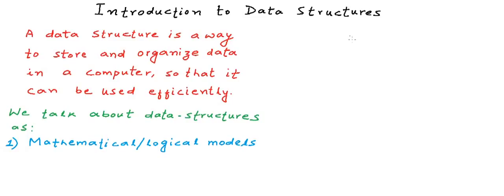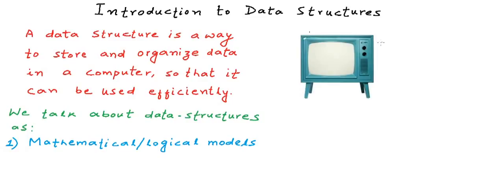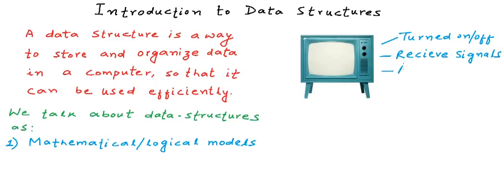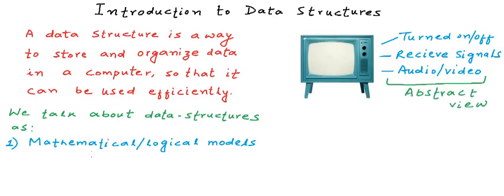Example of abstract view from real world can be something like, the abstract view of a device named television can be that it is an electrical device that can be turned on and off. It can receive signals for satellite programs and play the audio video of the program. And as long as I have a device like this, I do not bother how circuits are embedded to create this device or which company makes this device. So this is an abstract view. So when we study data structures as mathematical or logical models, we just define their abstract view, or in other words, we define them as abstract data types.